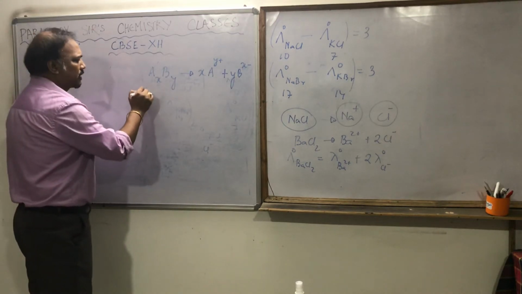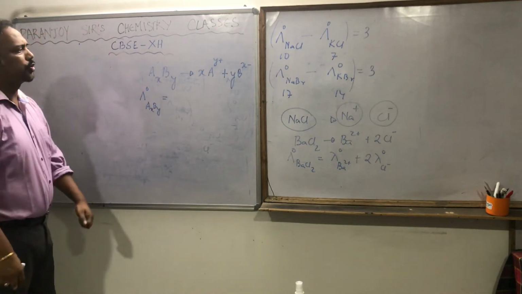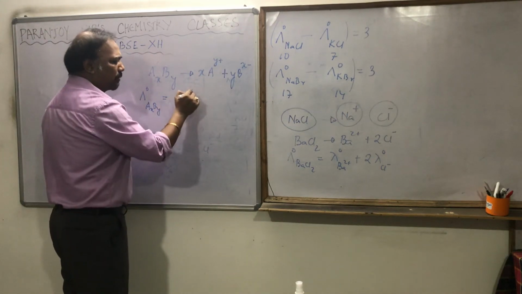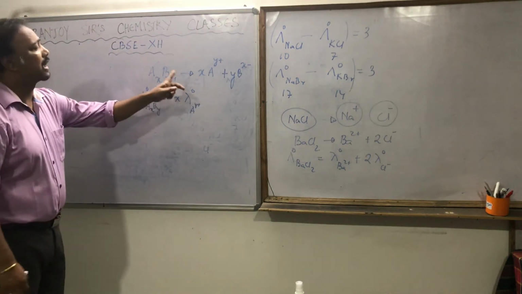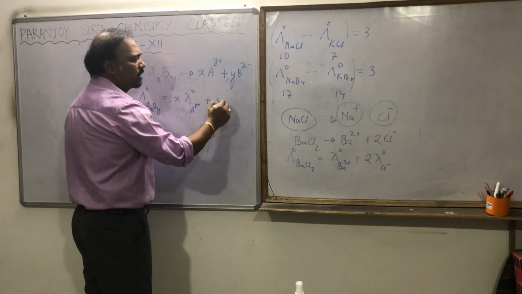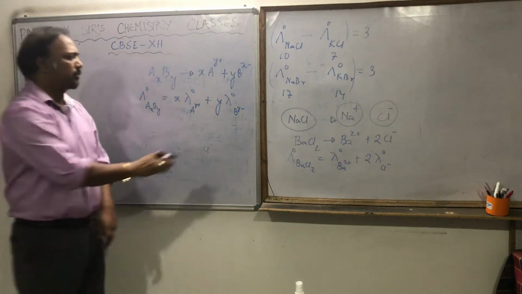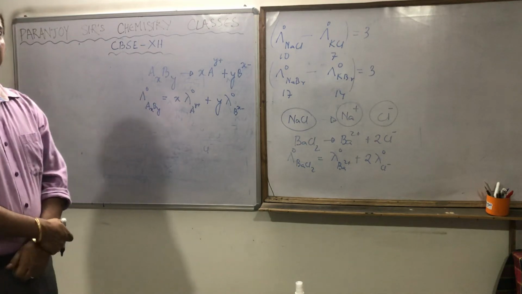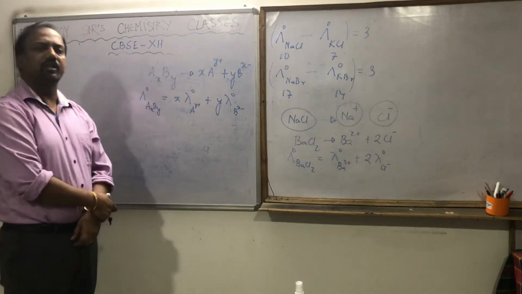So if I write lambda 0 for AXBY, it should be equal to X number of A Y positives, that means X of lambda 0 for A Y positive, plus how many B X negatives are there? Y of them are there. So Y lambda 0 for B X negative. Is it clear? Is that the general expression of Kohlrausch's law of independent migration? That is what Kohlrausch's law of independent migration is.